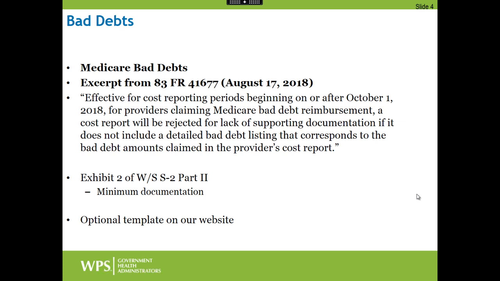Now, later on, we're going to be talking about an optional template on our website, the WPSGHA website, that you can download. It does have more columns there, but it contains the information that would be needed if we were to review this at final settlement anyways. So we'll go through that in just a little bit.